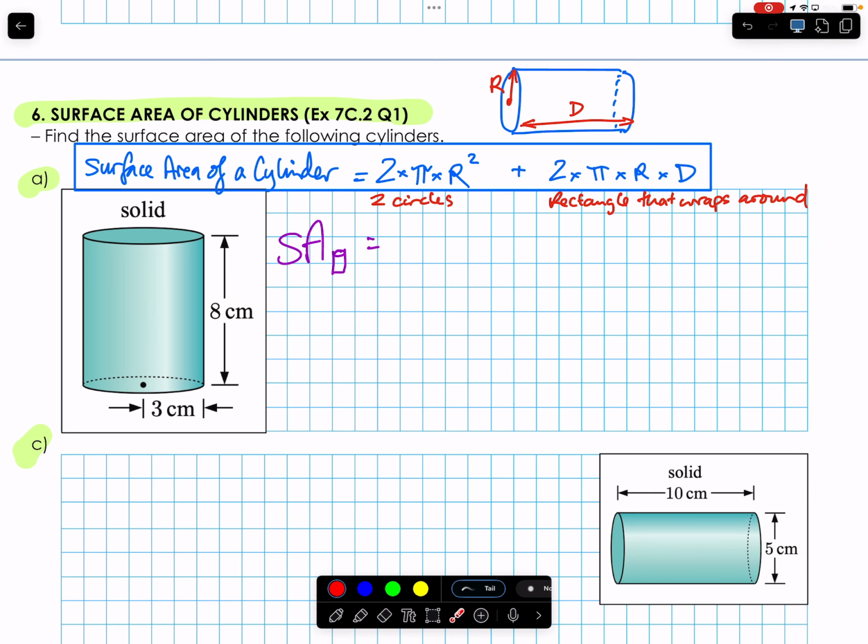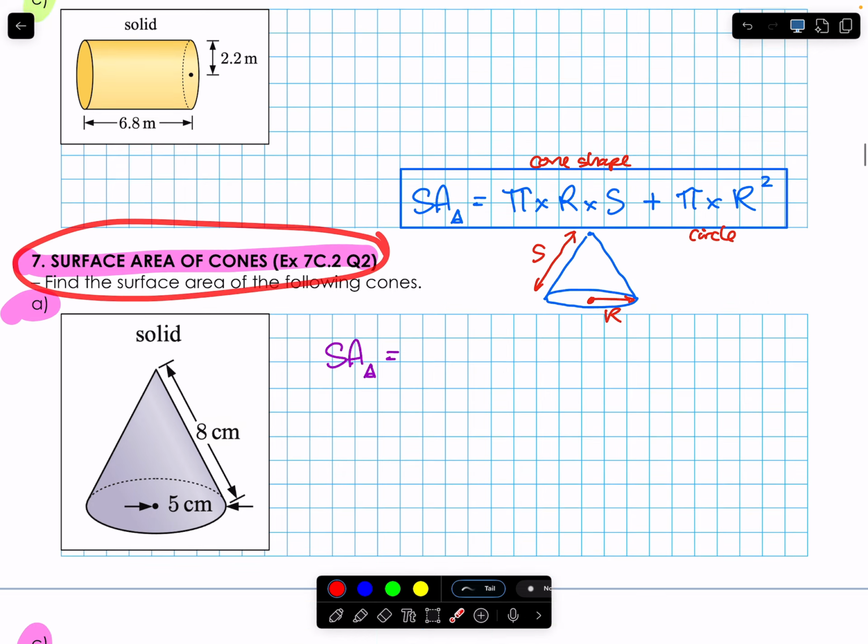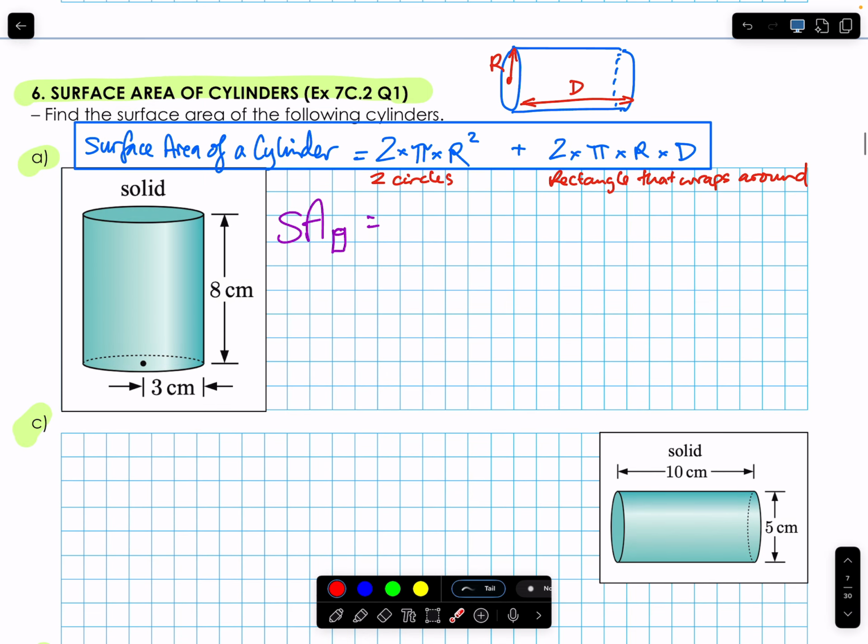Today's lesson is going to be on finding the surface area of cylinders and finding the surface area of cones. All I need to do is to show you the formula, so please get it down in your booklet or in your maths book. The surface area of a cylinder is 2 times pi times the radius squared.